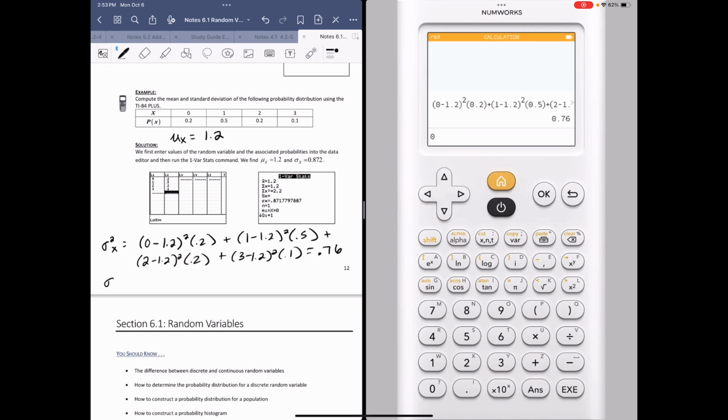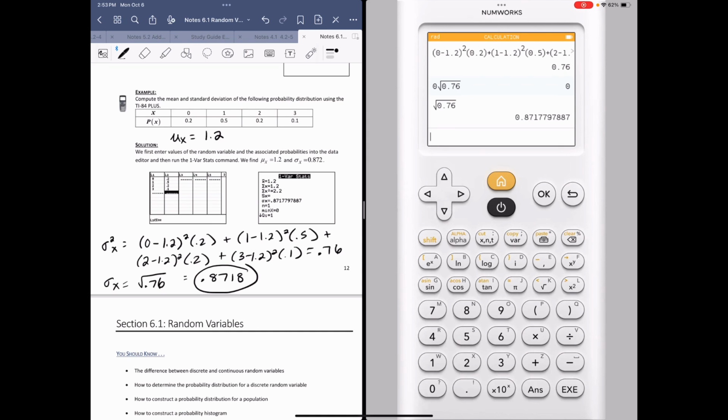So my standard deviation is the square root of the variance. The square root of 0.76. Whoops, sorry. And look what I typed wrong. The square root of 0.76 is this. And I'm going to do 4 decimals. I'm going to say 0.8718.